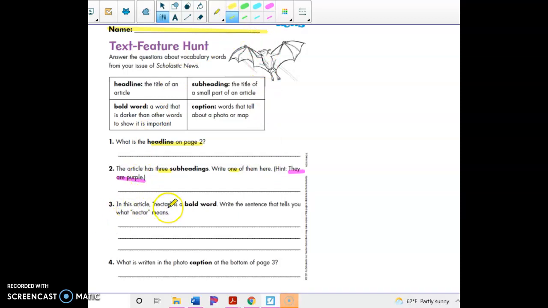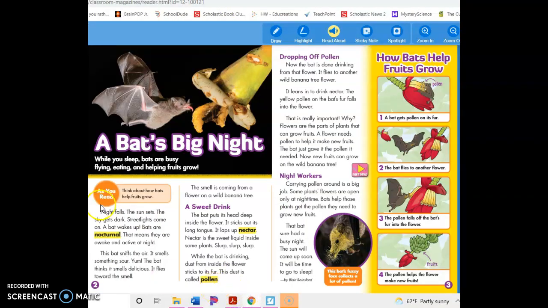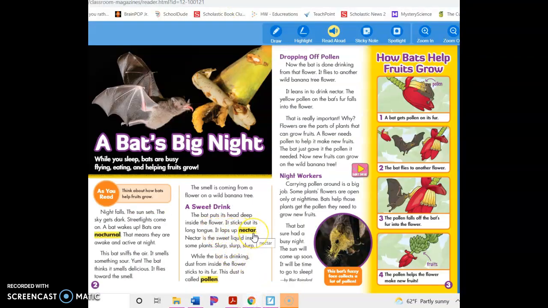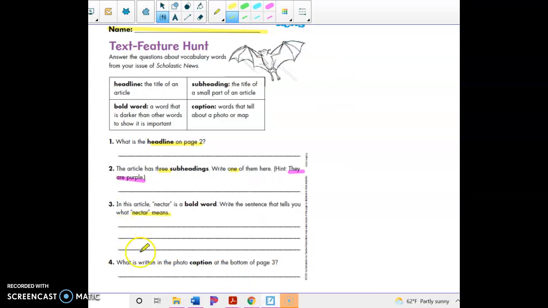Question 3. In this article, nectar is a bold word. Write the sentence that tells you what nectar means. So here we're going to look for one of the bold words. Here's nectar. It laps up nectar. We're then going to write the sentence that tells us what nectar means on these lines here. I'm not going to write it laps up nectar. That does not tell me what nectar means. I am going to look where it tells me what nectar means. And then I'm going to write that sentence on these lines here.